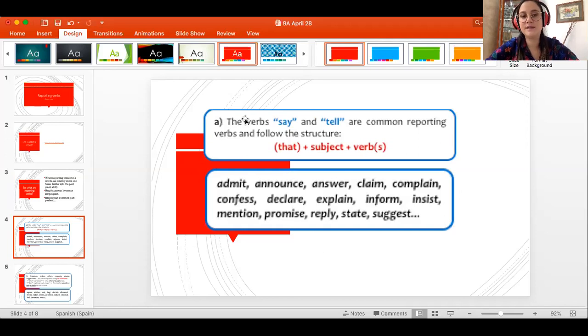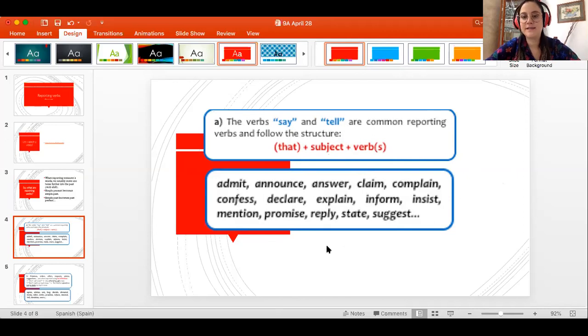So, for example, the first type that I am going to explain is this one, A. The verbs say and tell are common reporting verbs and follow the structure that plus subject plus verb, or a verb clause. Okay, so the verbs that are followed by this structure are admit, announce, answer, claim, complain, and all the verbs that are here, okay?